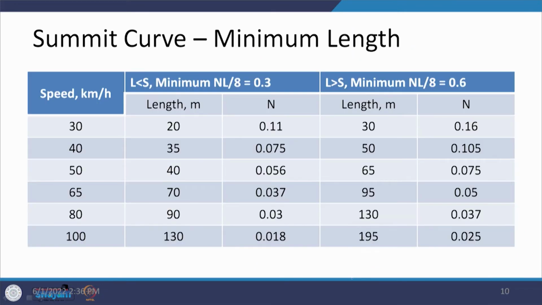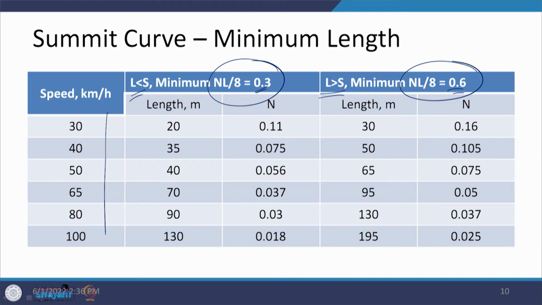So, here the minimum lengths have been defined. Different cases are there, and they are being defined on the basis of two values related to NL by 8, and this NL by 8 is nothing but, as we discussed previously, the ordinate from the point of intersection to the highest point on the curve. So, we consider a minimum value of 0.3 when the length is less than SSD, and when the length is greater than SSD, the minimum value is 0.6.